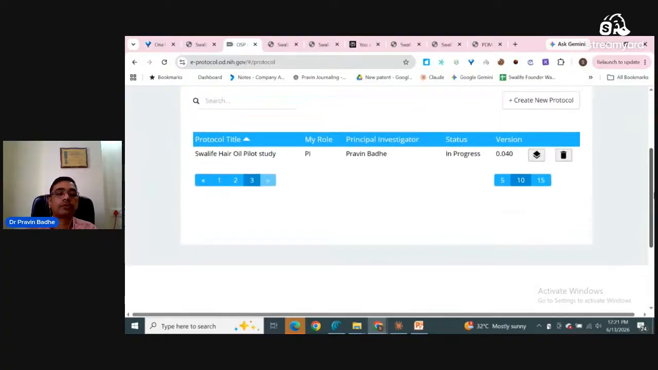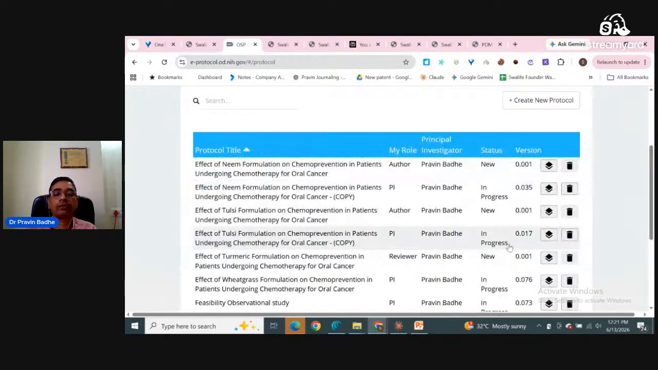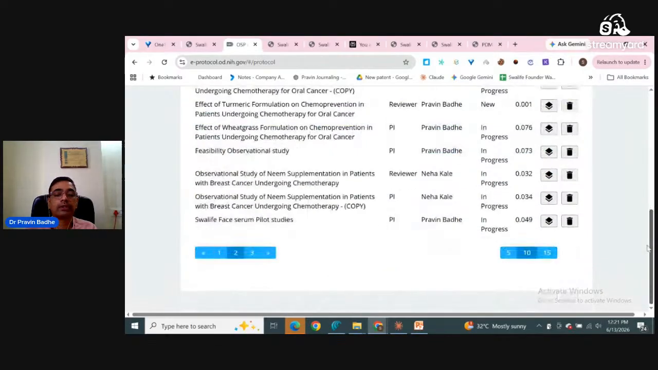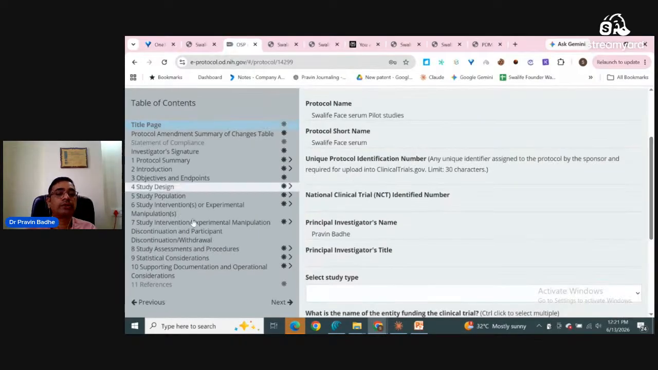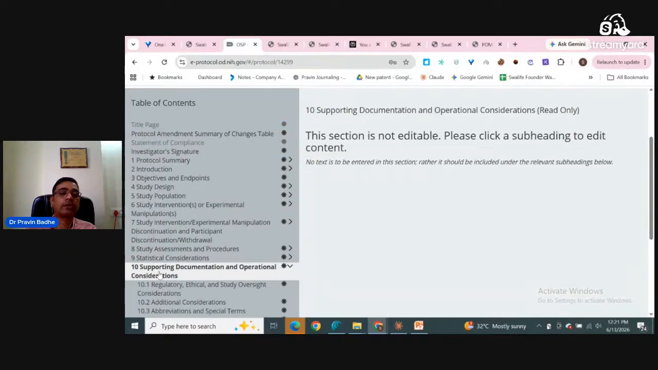So I will show you, not for hair oil, I will do it for serum only. So there is a protocol here for serum, which will give you all that needs to be there in the protocols. So these are all the parts which need to be filled, and you are getting all that from the Prompt Studio prompts using the LLM.